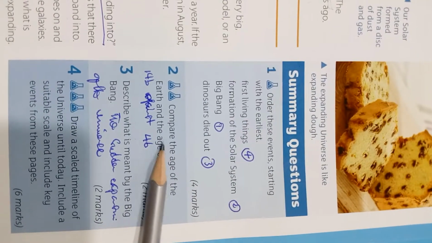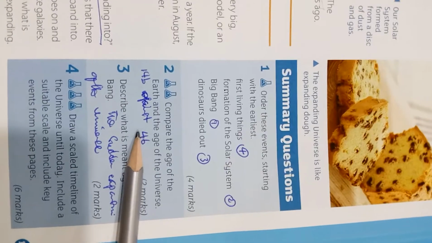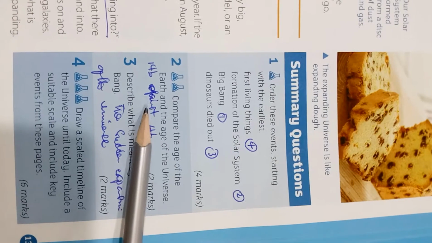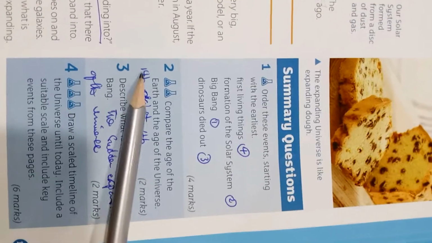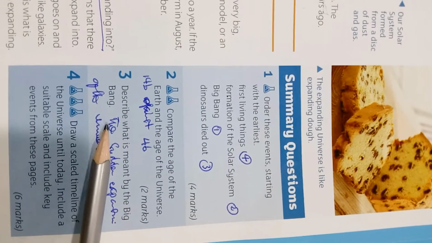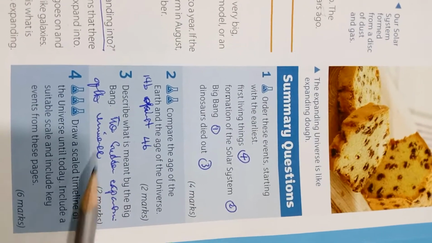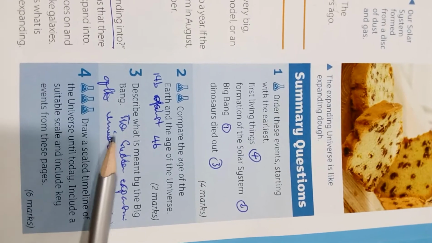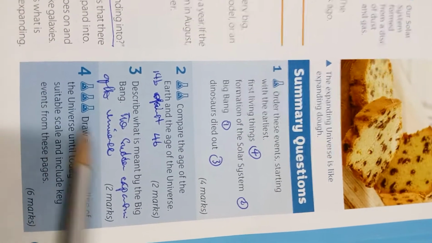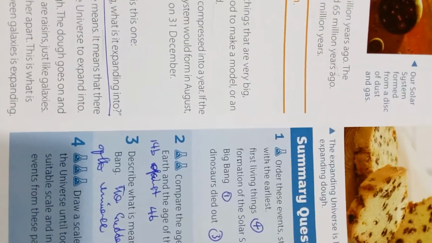Good. And then over here, if you compare the age, you can see this is 4 billion against 14 billion against 4 billion. Then you come to the description, okay? The sudden expansion of the universe. This is talking about what? The Big Bang. And then here you have to draw a scale of timeline, which I know you can also do. So if you read this portion, you can easily get the drift. Good. So let's continue with our lesson.